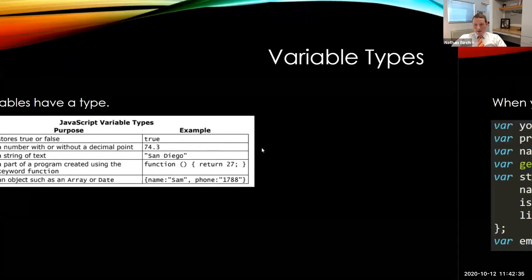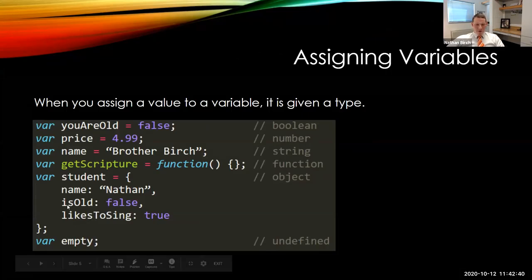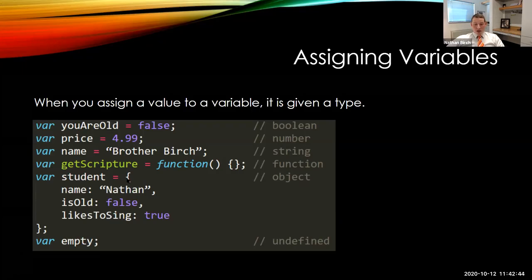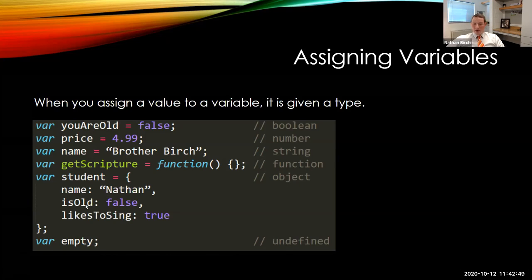All right, moving on. So assigning variables, we just looked at all of these except for this object right here. So var student, notice the curly brace here, that's to declare an object. And these are just basically what we call key value pairs. So I have a key called name, and then I have the value of it is Nathan, and is old is false, and likes to sing is true. So I have an object here that basically has 3 variables in it. I have a name, which is a string, and then I have 2 Boolean variables, is old and likes to sing.